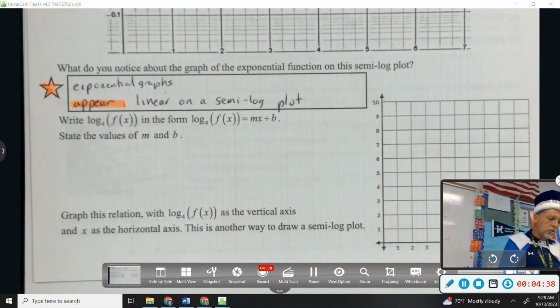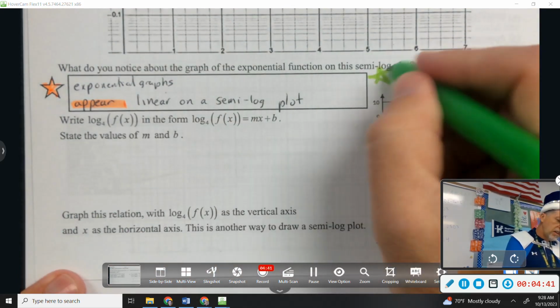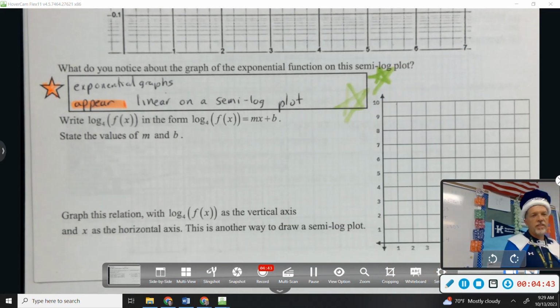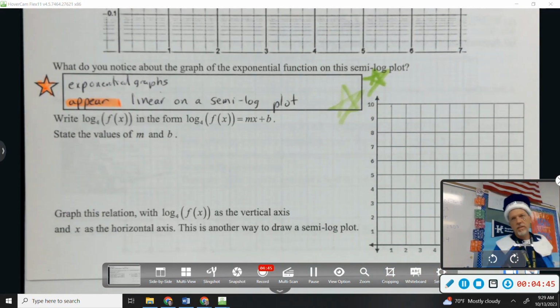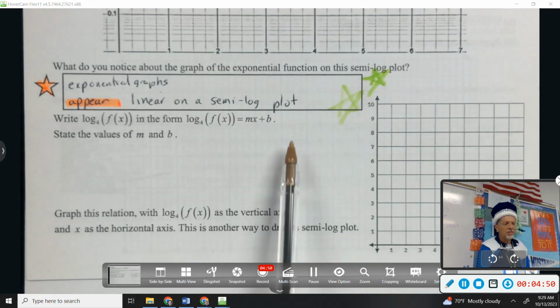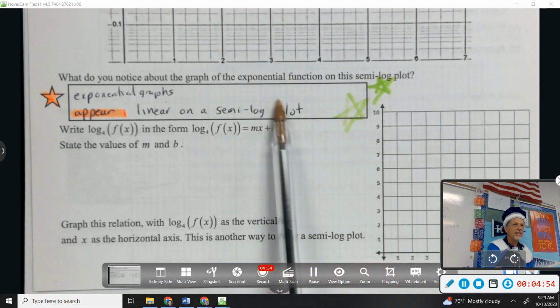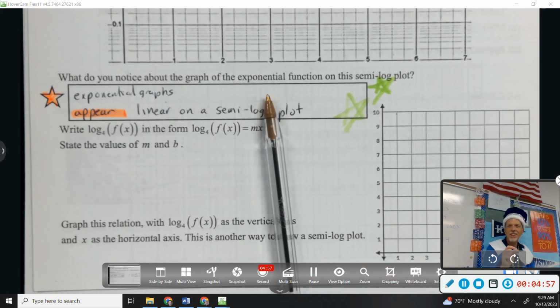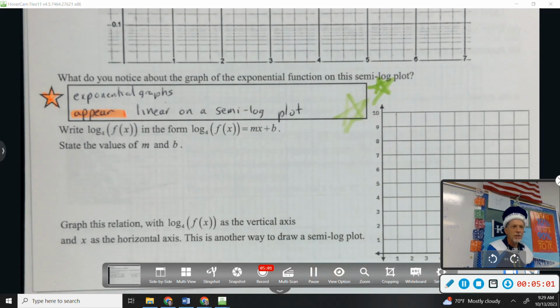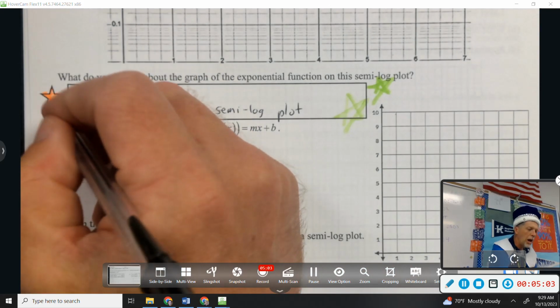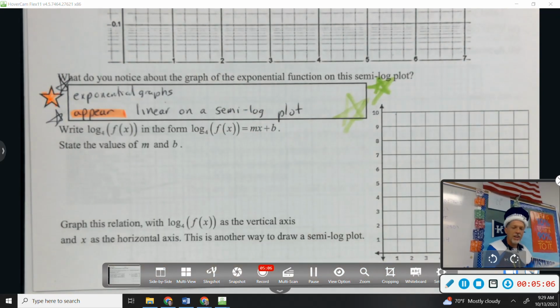Starred, circled, underlined, or whatever you need to do to remind yourself that that's super important. Super important because there's not a ton of stuff we can really do with this. It's like when you first learn something, you realize you're just scratching the surface. I can't ask a ton of hard questions about it because we're just now learning this semi-log plot thing. A bunch of questions can be answered by understanding that exponential graphs look linear on a semi-log plot.